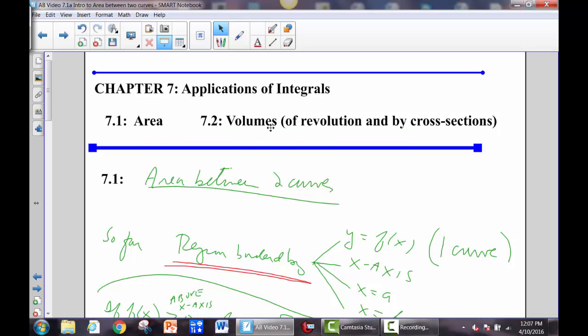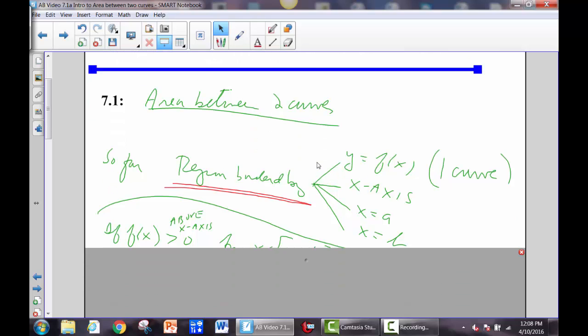We'll be doing volumes by taking regions that we've been finding the areas of and revolving them or rotating them on a horizontal or vertical line, giving us a solid. And also we'll be doing volumes by cross sections. I'll come back to that later. Okay, so area between two curves.